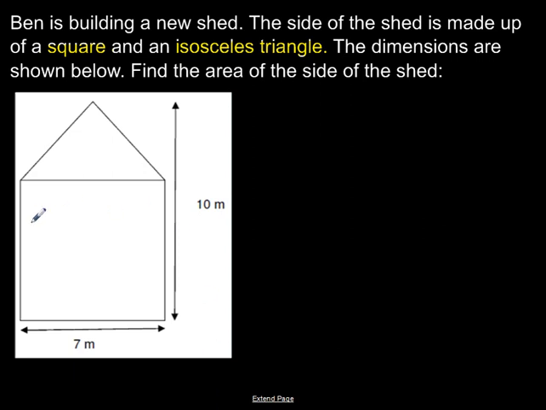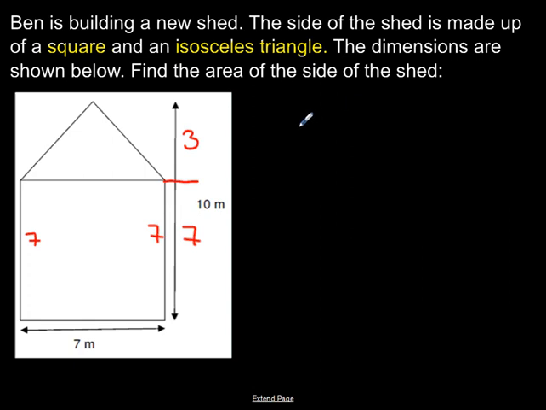So if this side of the shape is a square, that means that that's 7, that's also 7 there, and that's 7 there. That allows us to find dimensions for our triangle, because it means that this side here is 7. So if we were to split up this part, we have 7, and 10 take away 7 is 3.